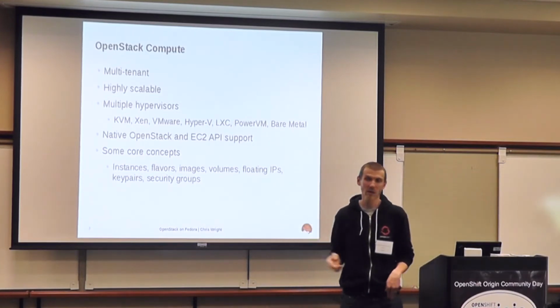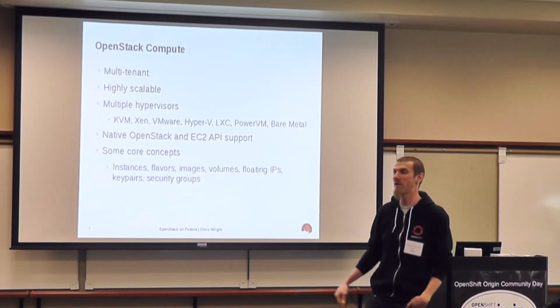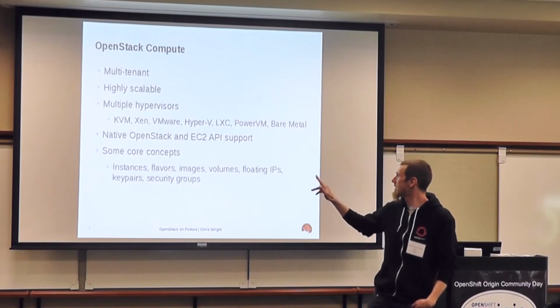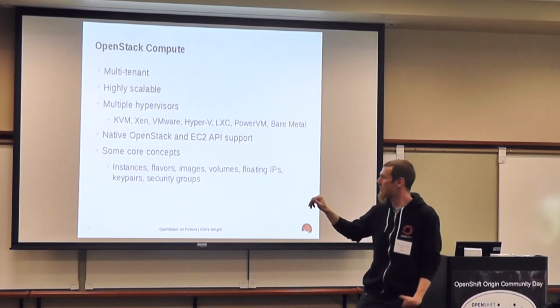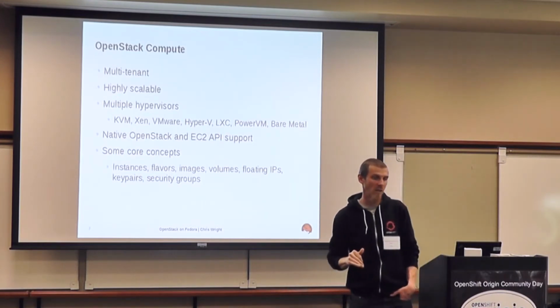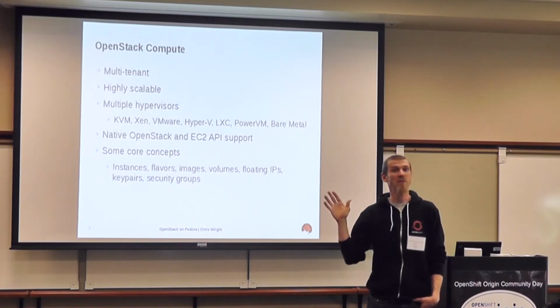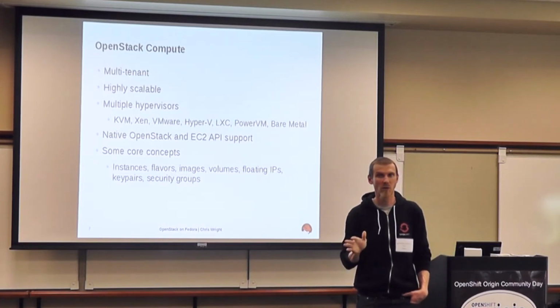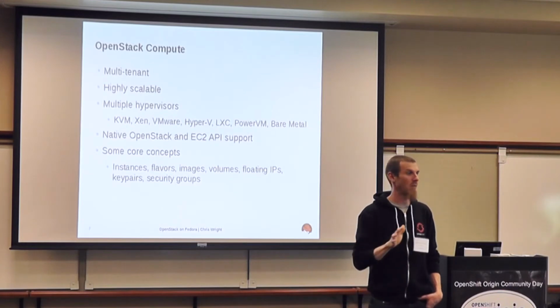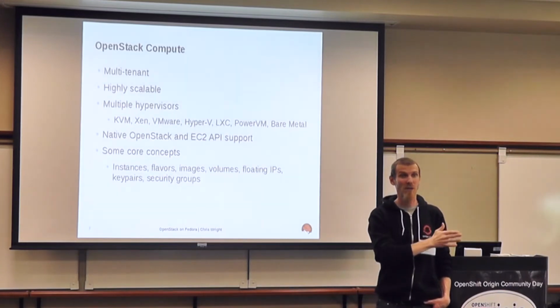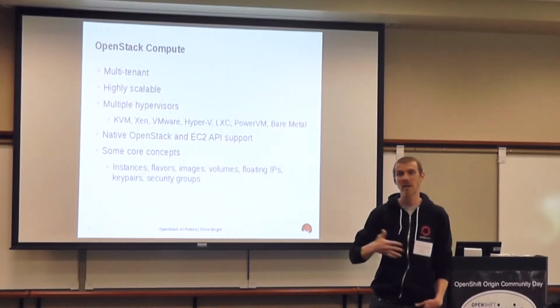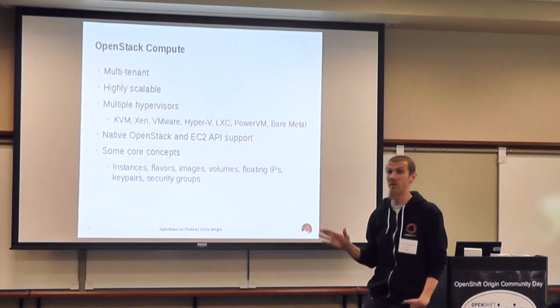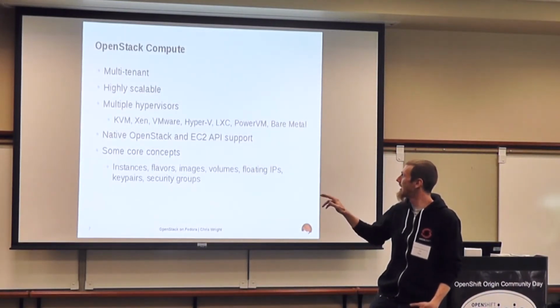The final thing I have here is some basic ideas that Nova exposes. Instances, flavors, images, volumes, floating IPs, key pairs, security groups. These are all things that are either completely familiar to you because you've been doing cloud computing for a long time, or they sound strange because you're coming either from a background of virtualization applied to enterprise data centers, or you don't have a virtualization background at all.